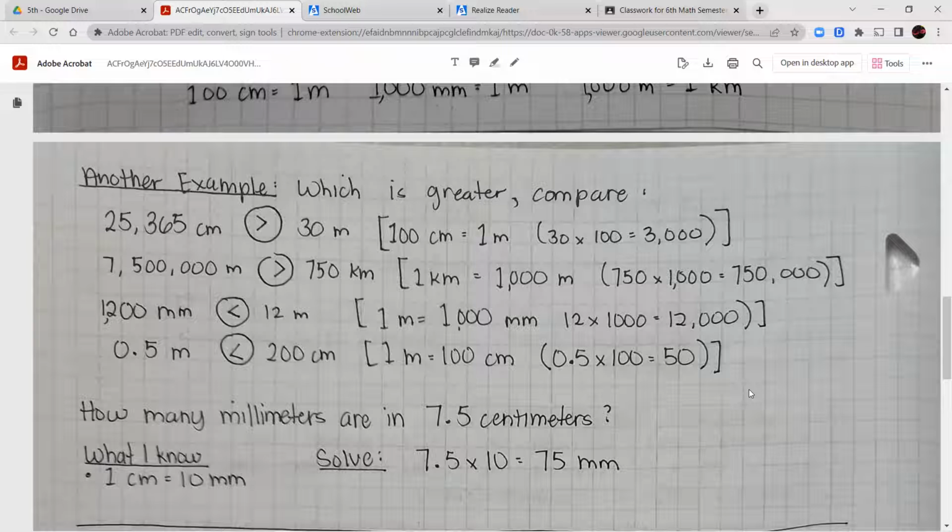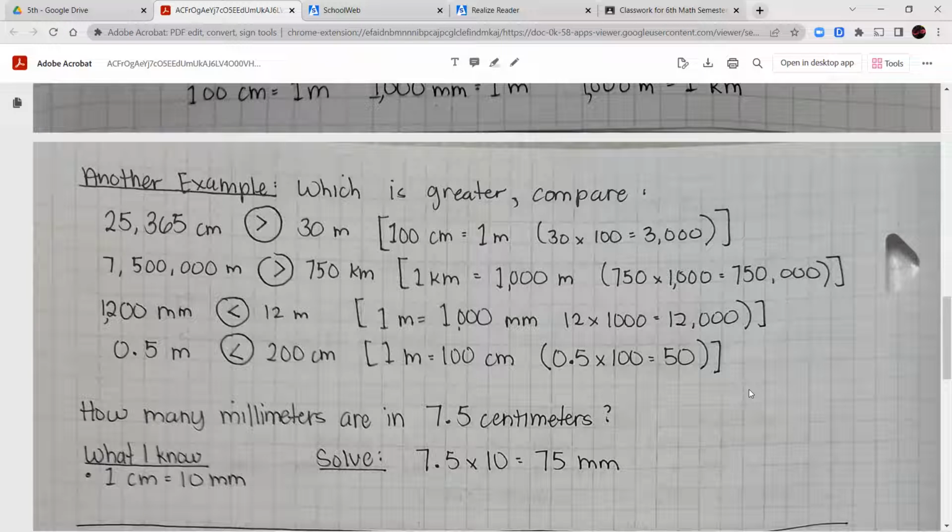So I know there's 100 centimeters in a meter. So I'm going to convert my 30 meters into centimeters. So 30 times 100 is 3,000. Now here I can see right away, 25,365 is much greater than 3,000. So 25,365 centimeters is greater than 30 meters.